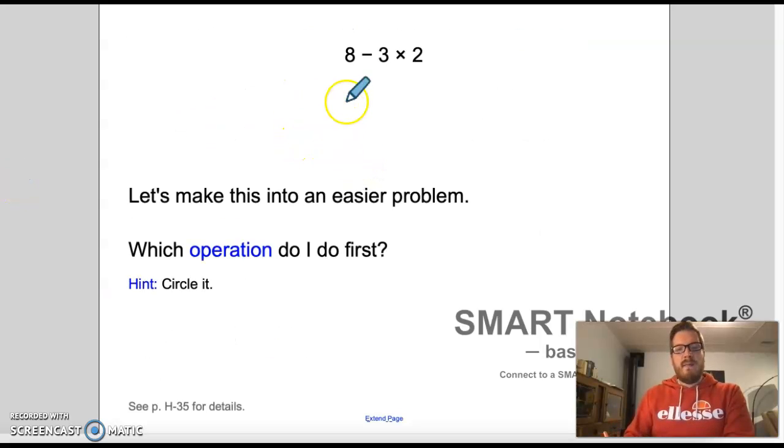Okay, so let's try to make this into an easier problem. And so I'm going to circle what I have to do first. So that gets done first. Then that means that I would write 8 minus 6, and then that would equal 2.